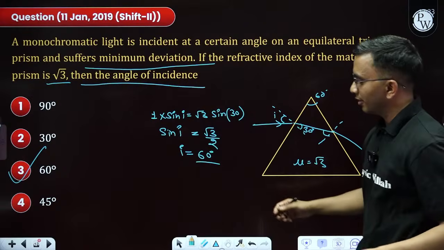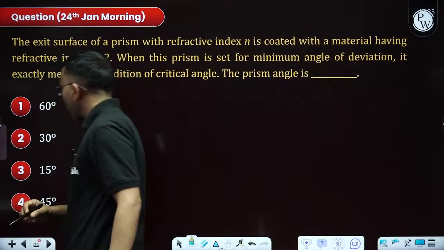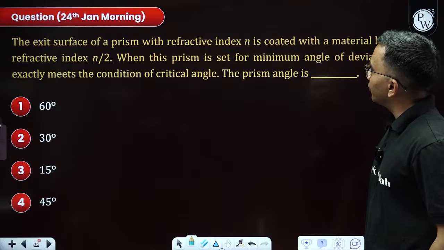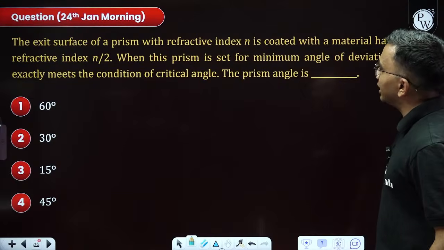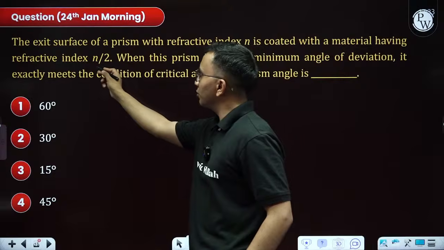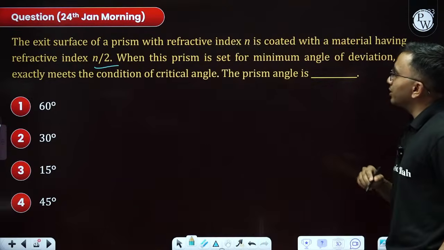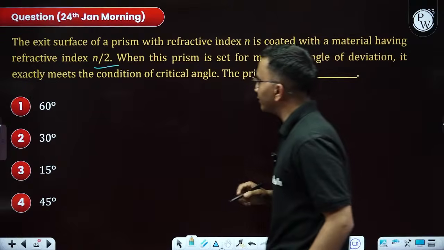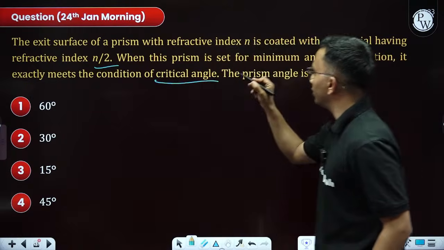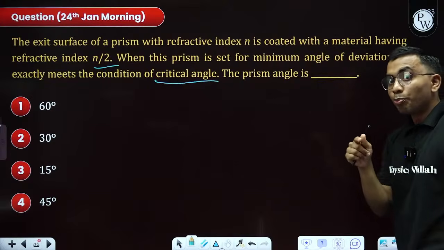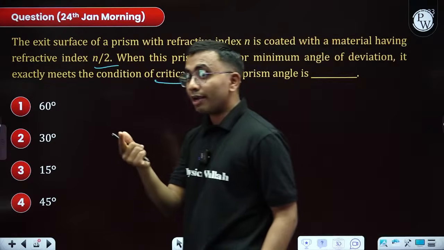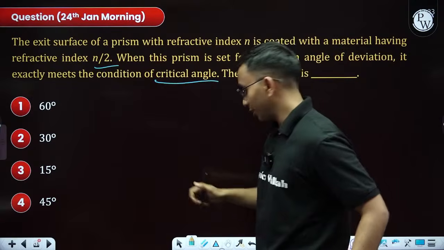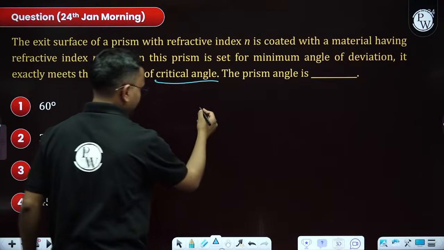Next question. The exit surface of a prism with refractive index n is coated with a material having refractive index n by 2. When the prism is set for minimum angle of deviation, it exactly meets the condition of critical angle. The prism angle is? Now, minimum deviation is happening, and at the same time, critical angle conditions are also met. Now, let me show you what is happening here.